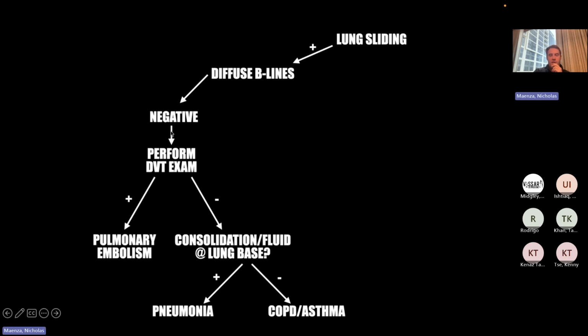So now to not finding any B lines. You look for lung sliding, you find it, you look for B lines, you don't find any. At that point, you do a sidetrack from a normal thoracic exam and you look for a DVT. So this is where PE comes into play. So you perform a DVT exam.